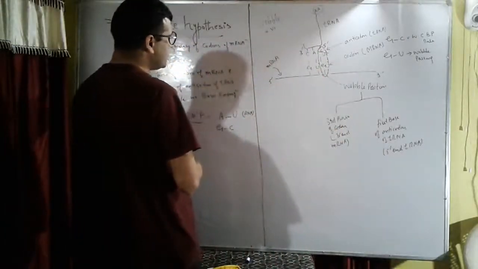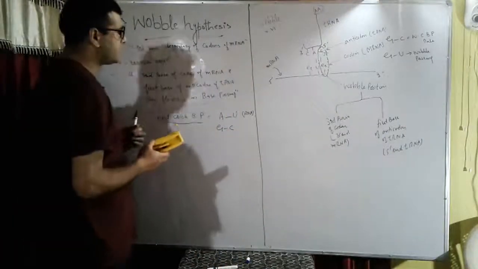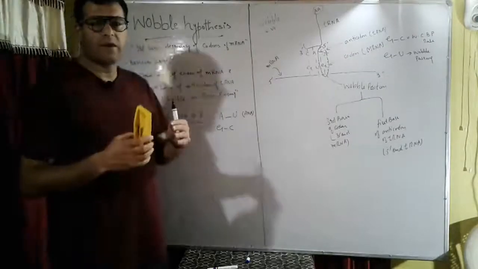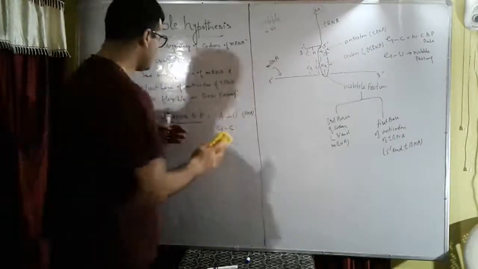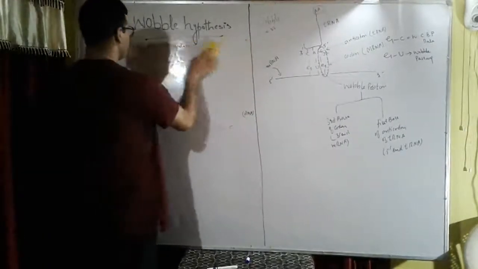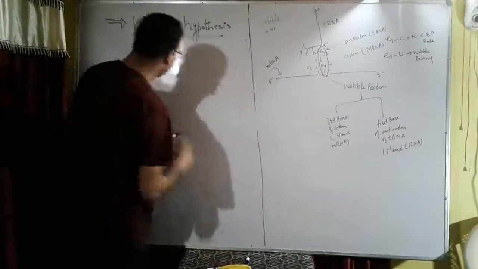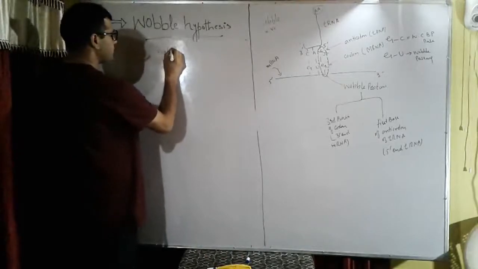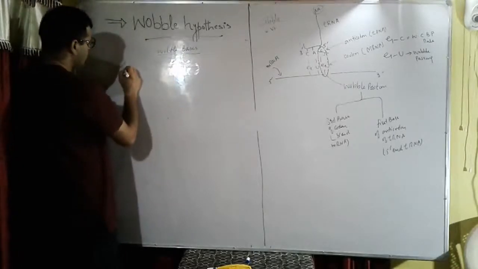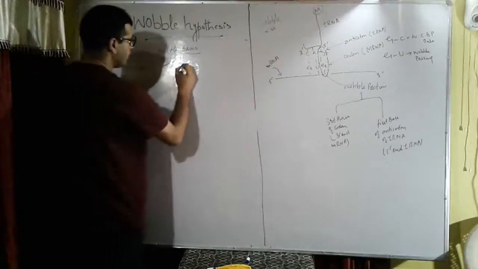So this is what is called Watson-Crick base pairing, and this is what is called wobble pairing, and this wobble pairing is in violation of the Watson-Crick base pairing rule. So we can say that these are wobble pairings, wobble bases. We have mRNA and we have tRNA.